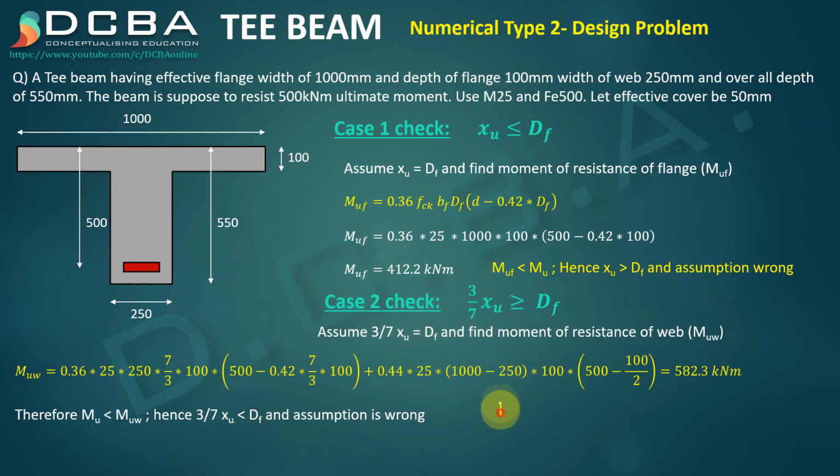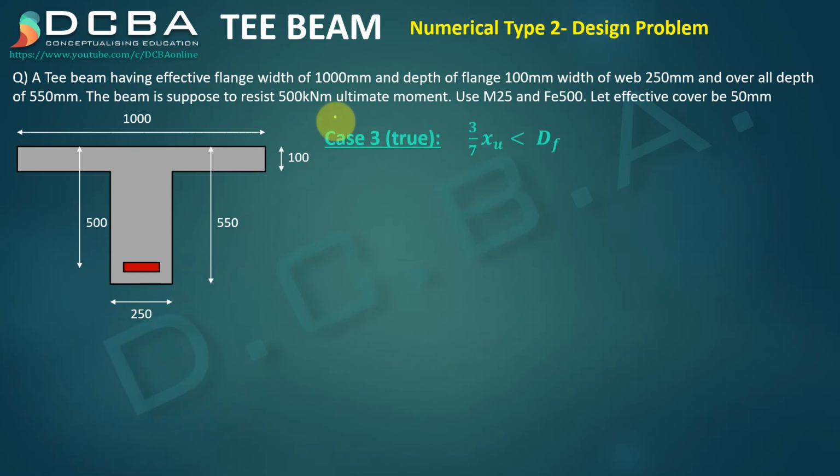How? So we had got MUW greater than MU, therefore 7/3 DF would be greater than XU. So DF would be greater than 3/7 XU, or 3/7 XU is less than DF, or vice versa. So again, this case 2 is wrong for us. So we move to case 3, because obviously if the first two cases are wrong, case 3 is the only correct one, which says that 3/7 XU is less than DF.